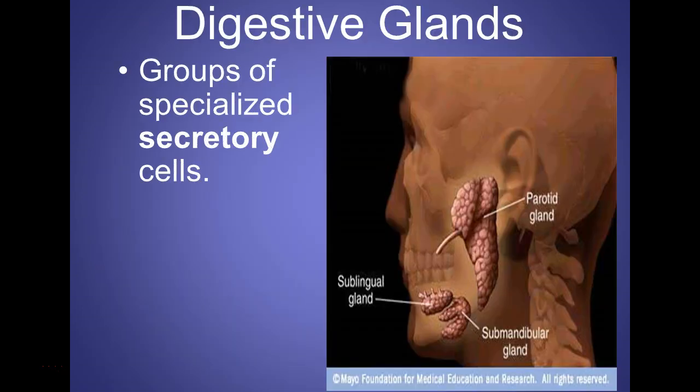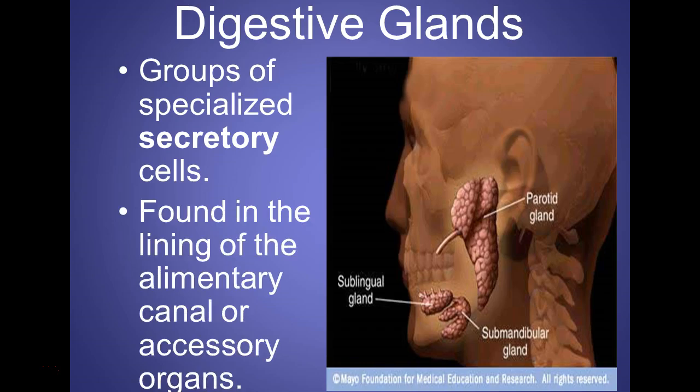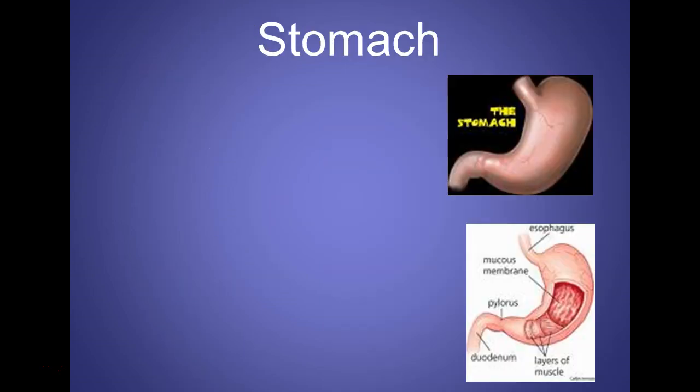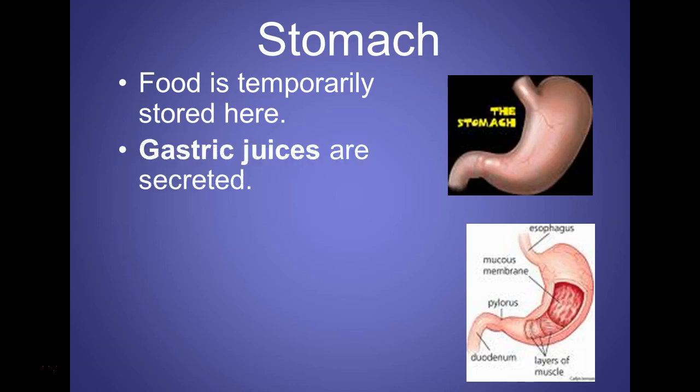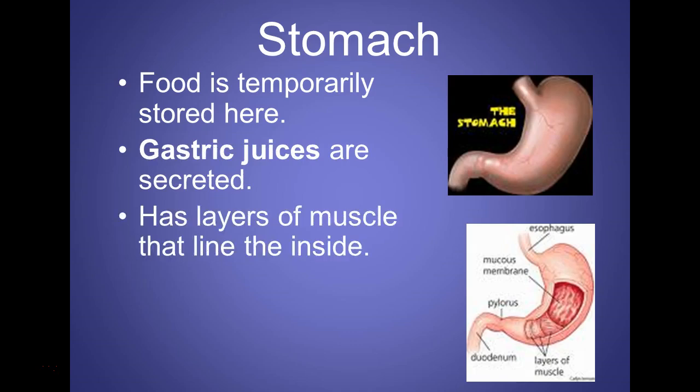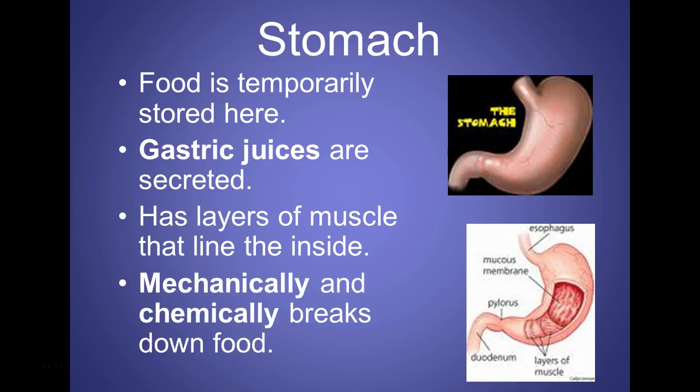All right, so there are some digestive glands. We have a group of specialized secretory cells, sorry. They're found in the lining of the alimentary canal or in our accessory organs, and we talk about accessory organs, but those glands produce those important enzymes in saliva. So we've gone from the mouth down the esophagus into the stomach. The stomach is where food is temporarily stored. It contains gastric juices, and those are secreted with the food, and has layers of muscle that line the inside of it. Okay? In the stomach, it mechanically and chemically breaks down food.